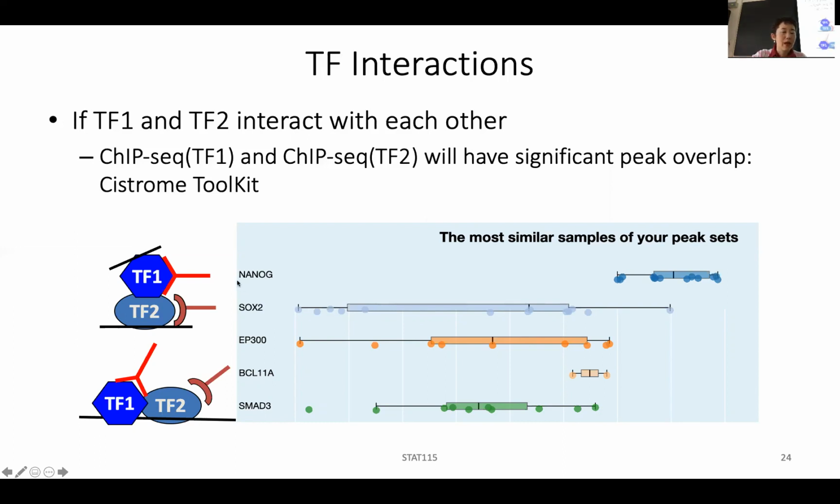For example, if we do NANOG ChIP-seq, at first we'll say, there are other NANOG ChIP-seq that look really like this. But also you will say, SOX2 also has significant overlap with your factor because SOX2 and NANOG, they interact a lot as transcription factors. Okay, so you can look at these type of interactions based on the peak overlap.